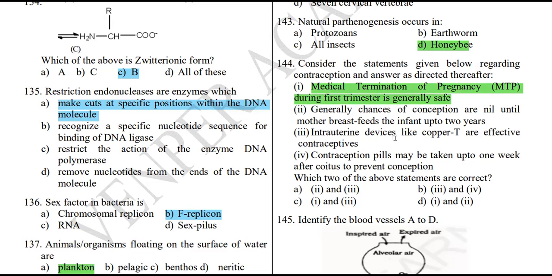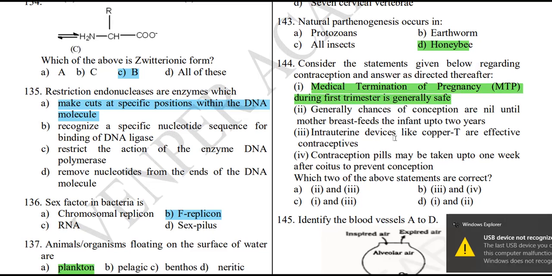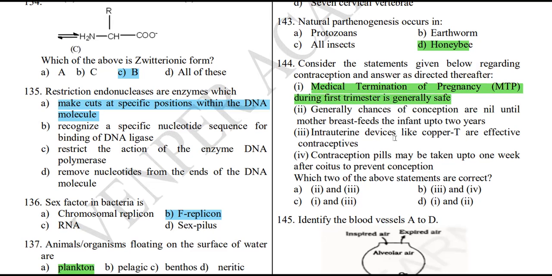Intrauterine devices like the copper T are actually placed in the female reproductive system, right? Yes. And what exactly happens is the copper T releases copper ions, and whenever a sperm comes, the copper reduces the motility and the activity of the sperm. That's why it is used as a contraceptive. So this is a correct statement.